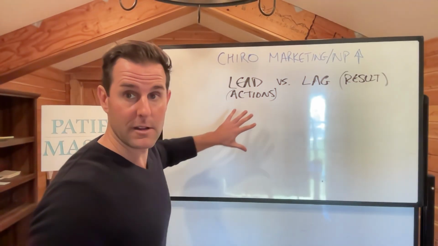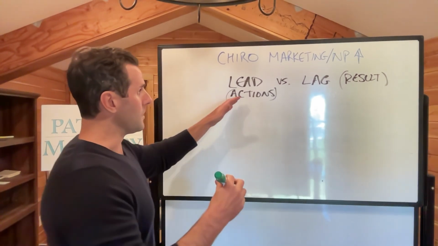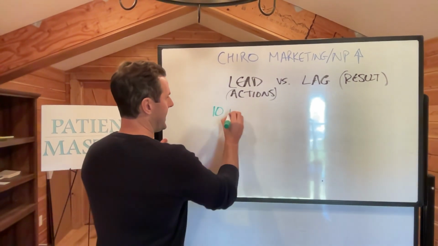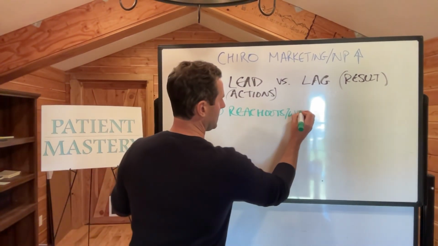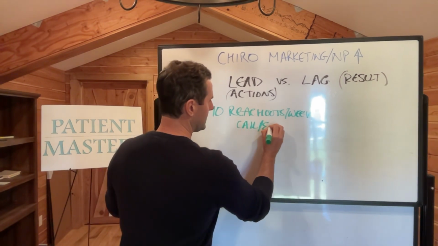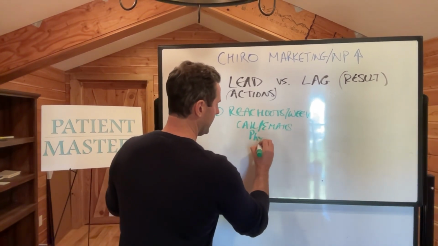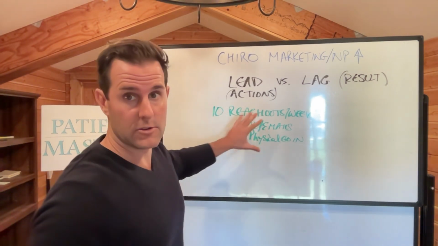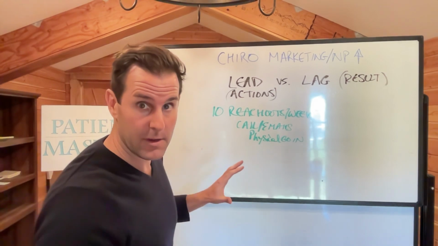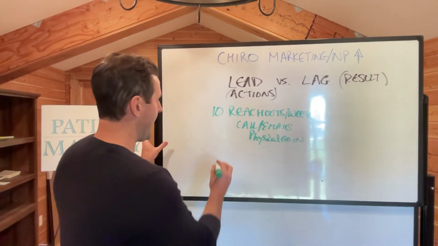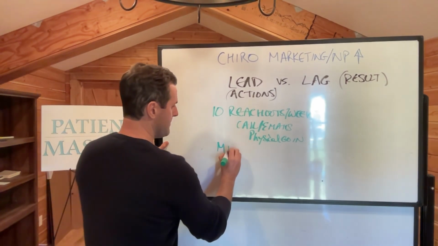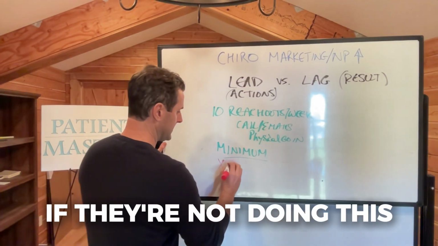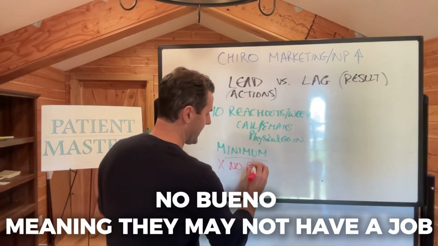But here's the example of leads and actions. Your lead stat that your CA is accountable to, maybe it's 10 reach outs a week. And this could be calls, emails, it could be physically going in. It doesn't matter. And 10 isn't the magic number, and it's not one of these or all three of these. I'm just giving you an example of actions you're saying as a lead minimum. Meaning, if they're not doing this, that's no bueno, meaning they may not have a job.